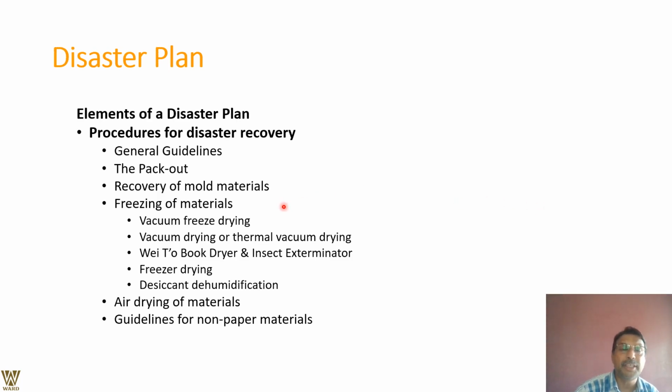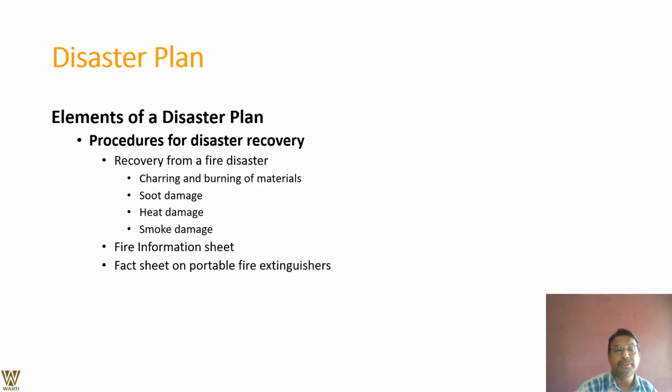Disaster plan. Elements of the disaster plan are the general guidelines, the packouts as and when needed, recovery of moldy material, vacuum freezing, drying, vacuum drying, anything that lets our life come back to normal from the disruption. Elements of disaster plan, procedure of disaster recovery, recovery from fire disaster, cleaning and burning of material, soot damages, heat damages, smoke damages, fire information sheets, as the case might be, and a fact sheet of portable fire extinguishers.